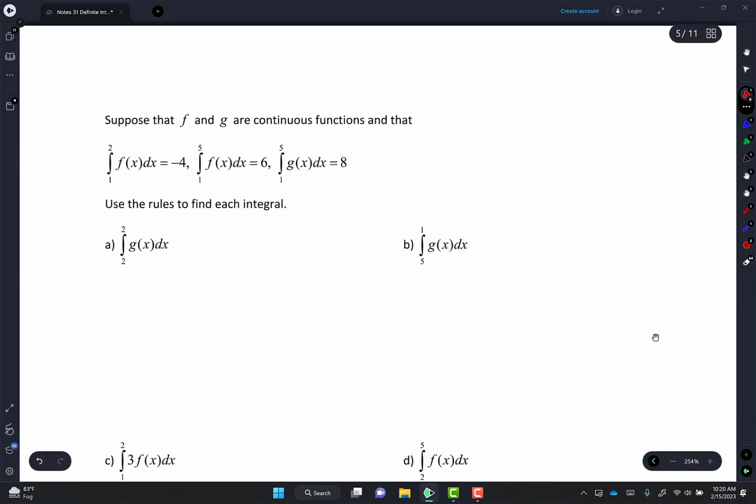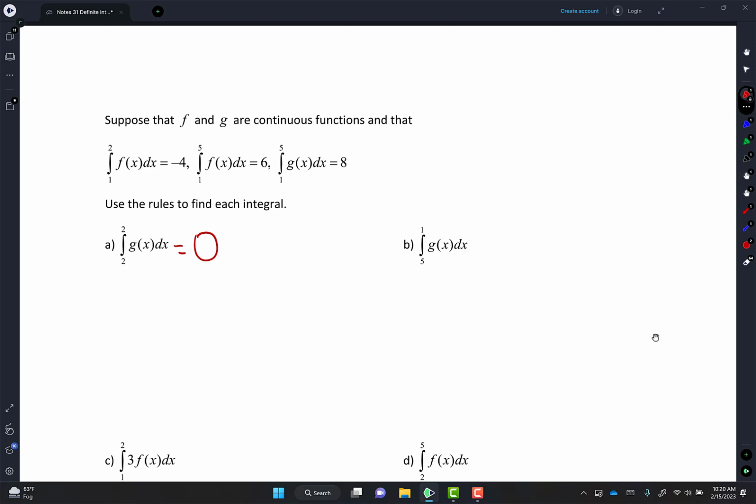Ready? So I have two functions now, f and g. I don't know how the graph looks. I can tell between 1 and 2, just because it's negative 4 does not mean that it's always below the x-axis. I could have some above the x-axis, but there's just more negative than above. Cool or not cool? All right, letter A, integral of g of x dx from 2 to 2. Have I moved? You haven't moved, so this area is 0.